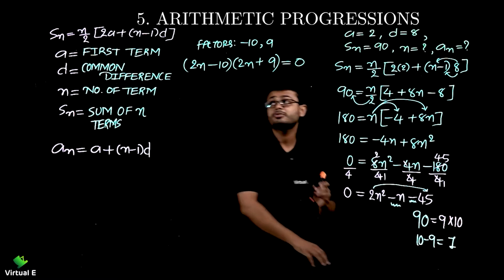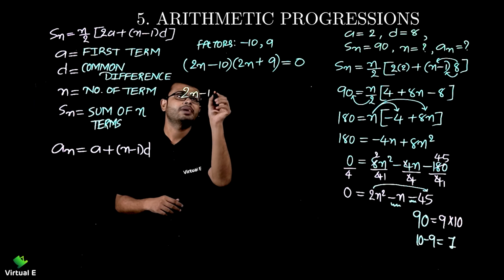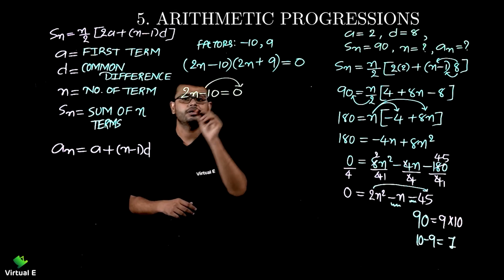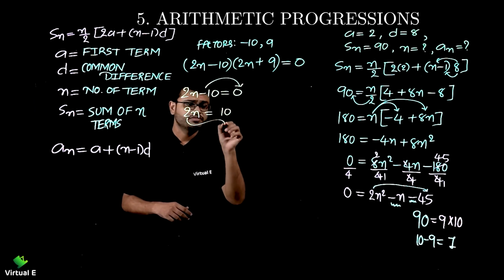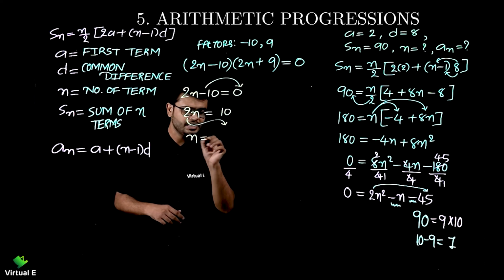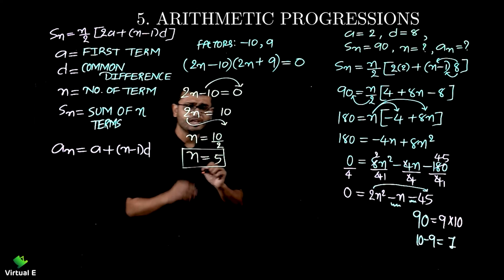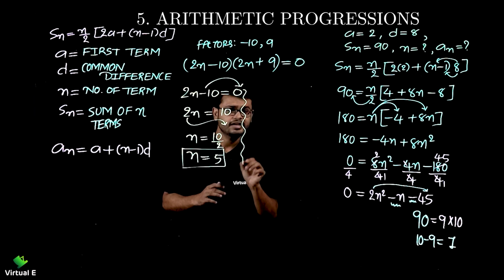Now either this factor is 0 or the second factor. So let's get the solution. First I am taking the first factor 0, that is 2n minus 10 is equal to 0. Let's shift minus 10 over here. So 2n is equal to only 10. Shift this 2 to the denominator. So n is equal to 10 by 2. So n is equal to 5. My first solution of the quadratic equation. Let's get the second one.